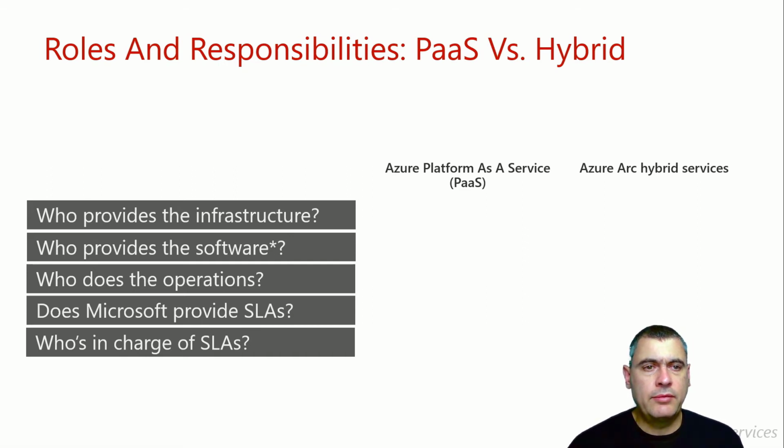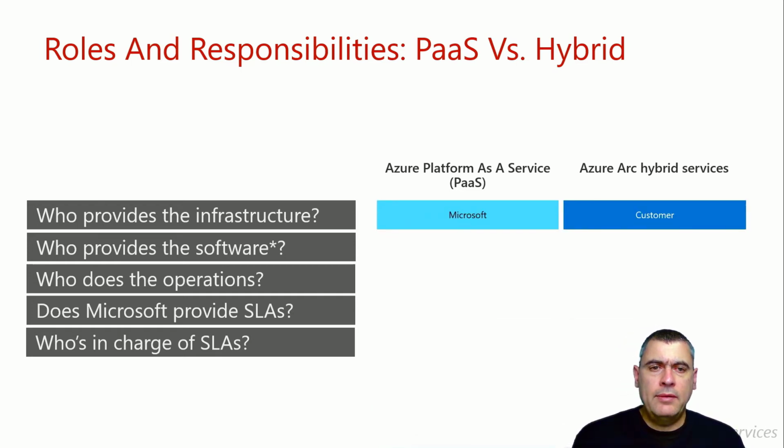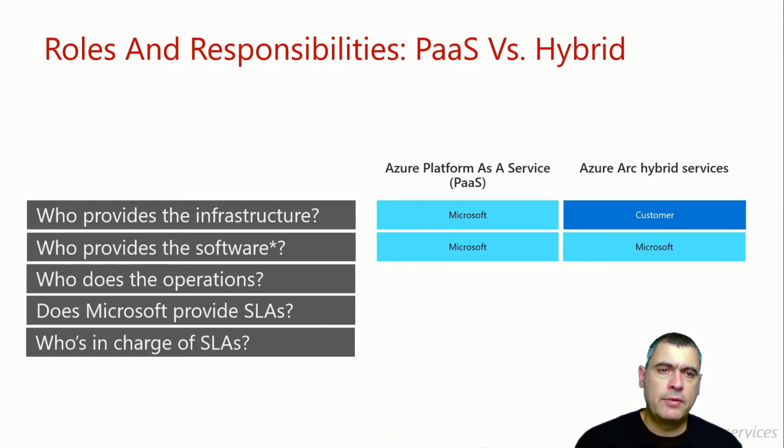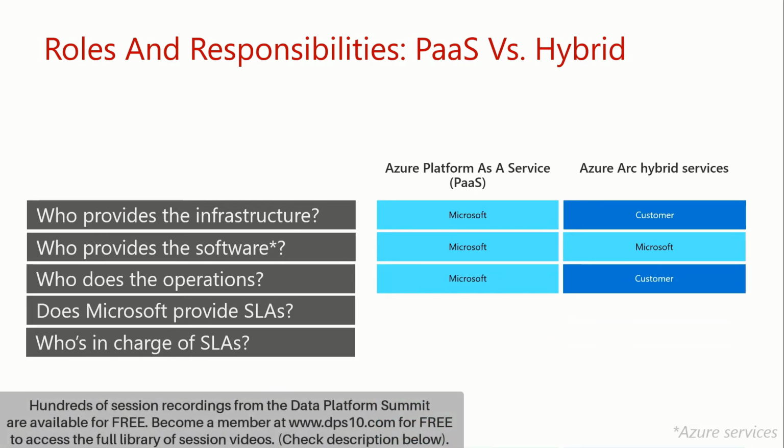And here we are going to ask ourselves a question. Who provides infrastructure? In Azure PaaS, Microsoft provides infrastructure. In Azure Arc, you as a customer provide infrastructure. Who provides the software? In any case, Microsoft provides the software to you. And on Arc, you are in more control of how you apply and deploy the software. Now, who does the operation? On Azure PaaS, Microsoft does the operation. On Azure Arc, you as a customer do the operation. That is something that is super important.